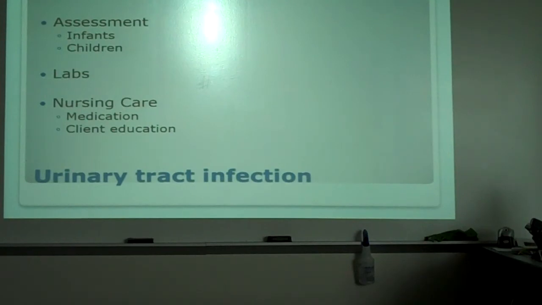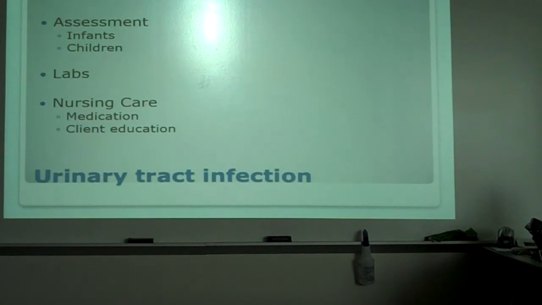So what do we think is one of the number one causes of urinary tract infection? One of the number one infecting organisms? E. coli. And do we know why E. coli? So let's think about where our urinary tract is and how close it is to our rectal area, where there would be E. coli.